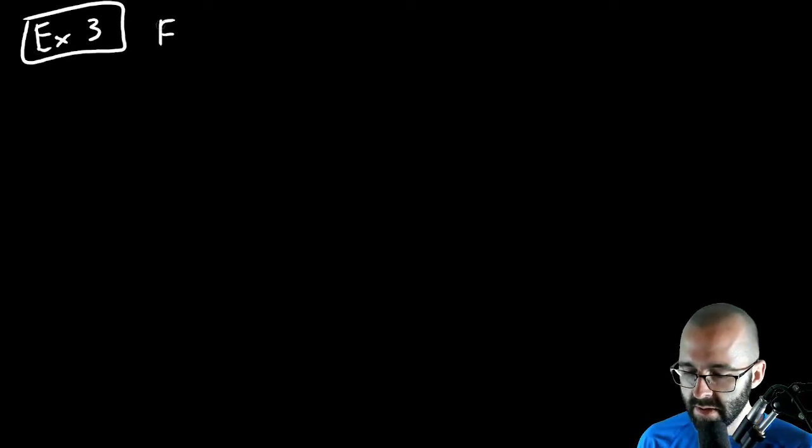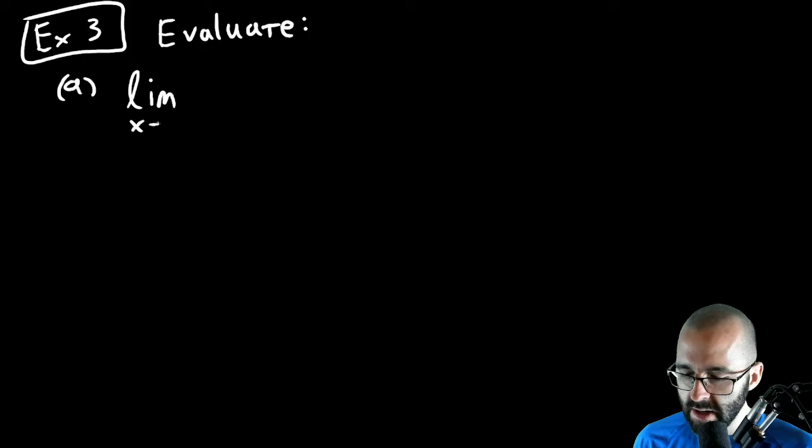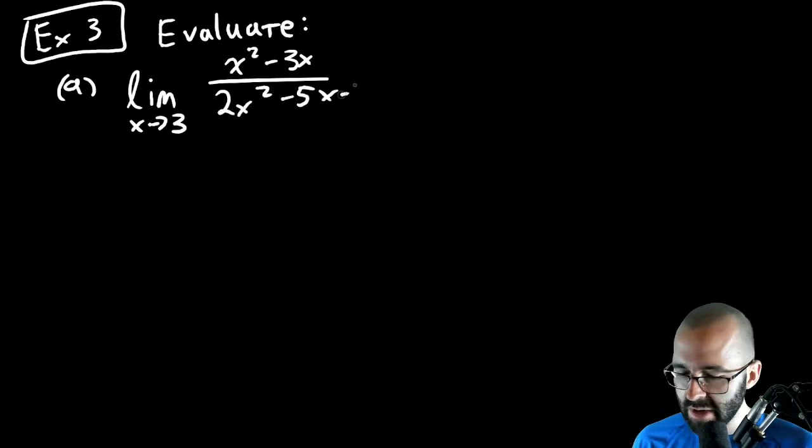Example 3, evaluate the following limits. Part A, the limit as x approaches 3, lots of 3's today, of x squared minus 3x divided by 2x squared minus 5x minus 3.